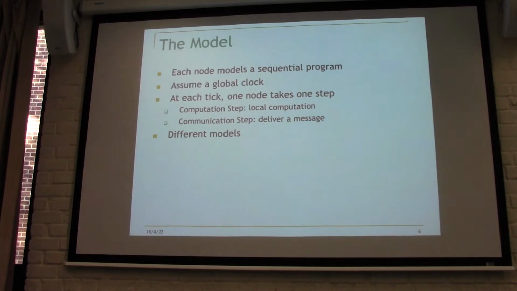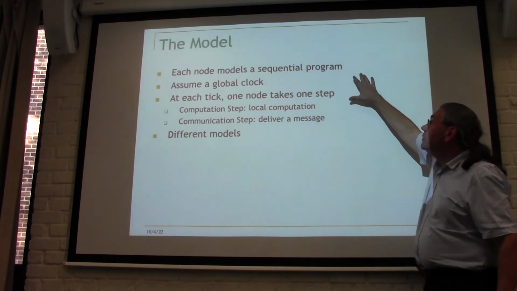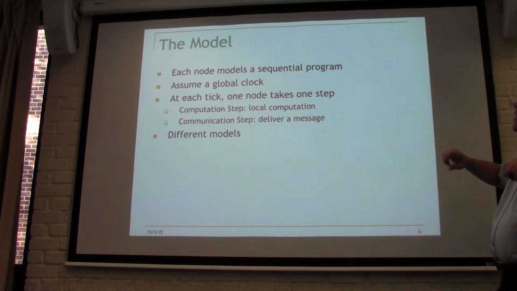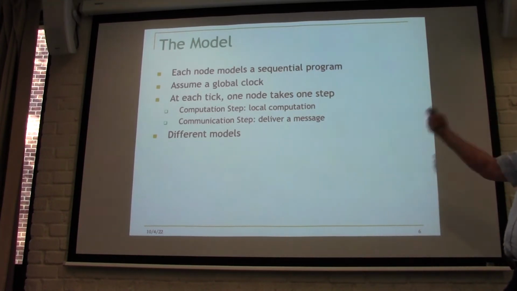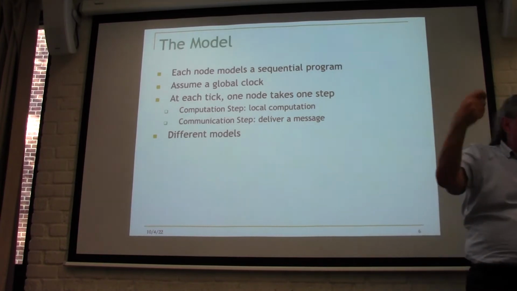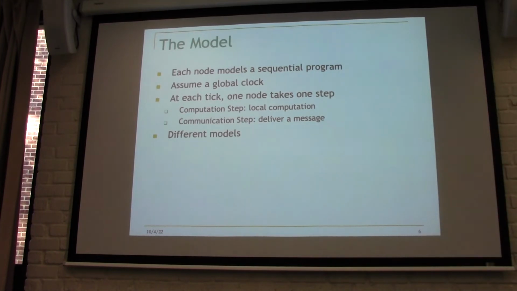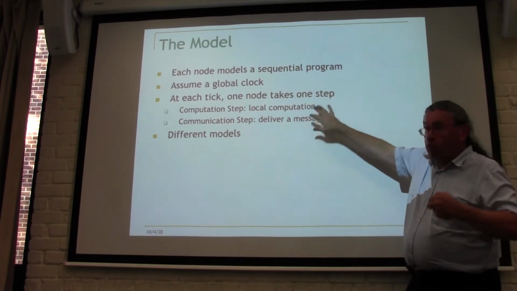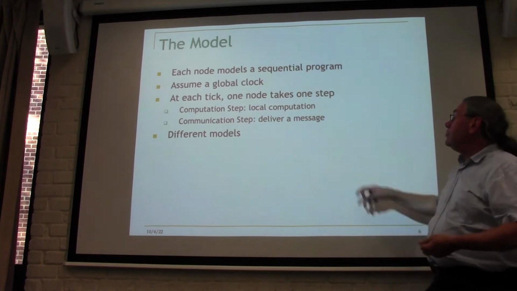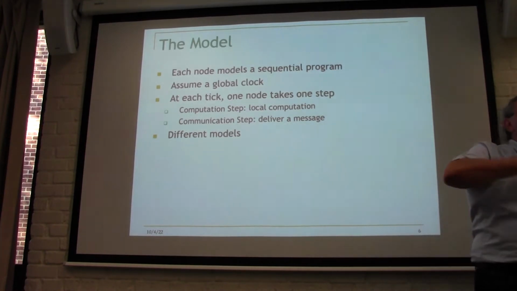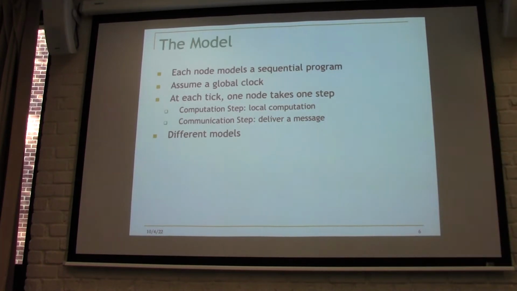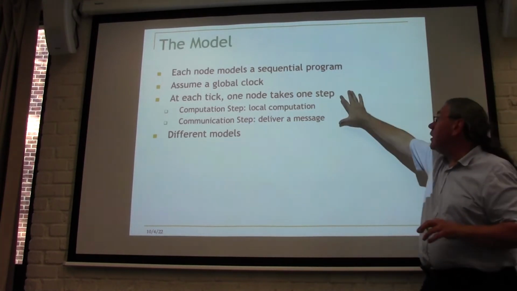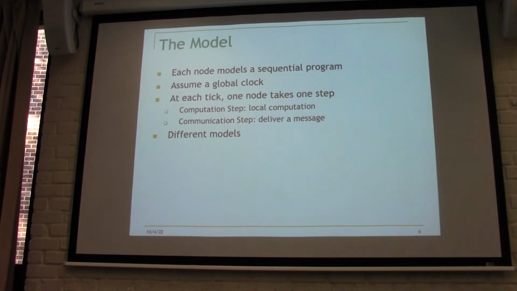Okay? So the way it works, each node is a single program. You have a global clock, and each node does a step each time. Each node will either do a local computation or deliver a message. So it's interleaved, the nodes are doing interleaving. This is semantically, yeah? Even if you have multi-core, it's doing it like this.